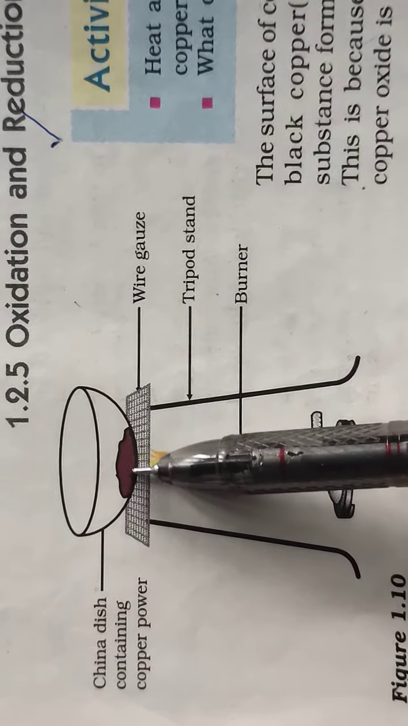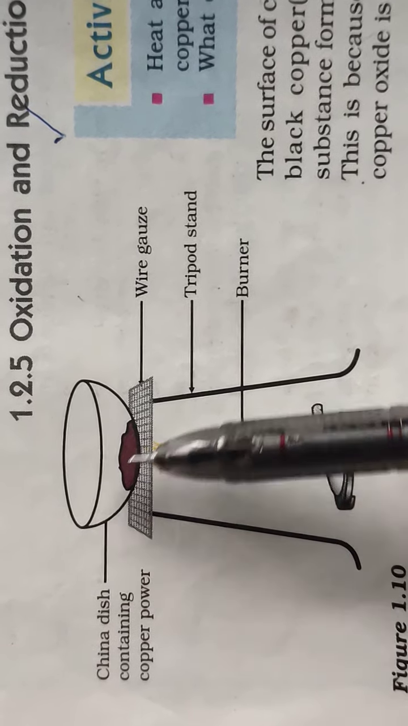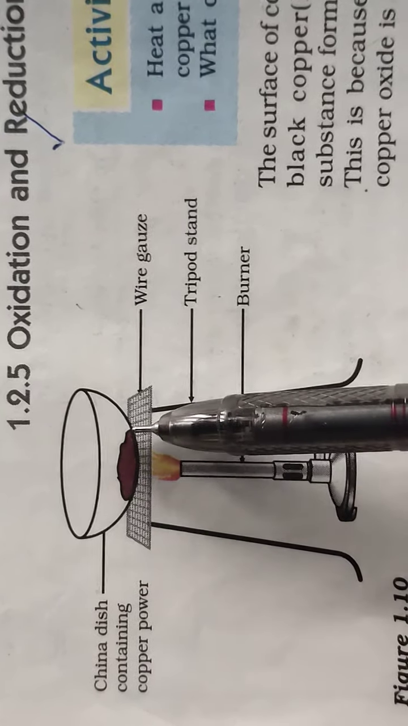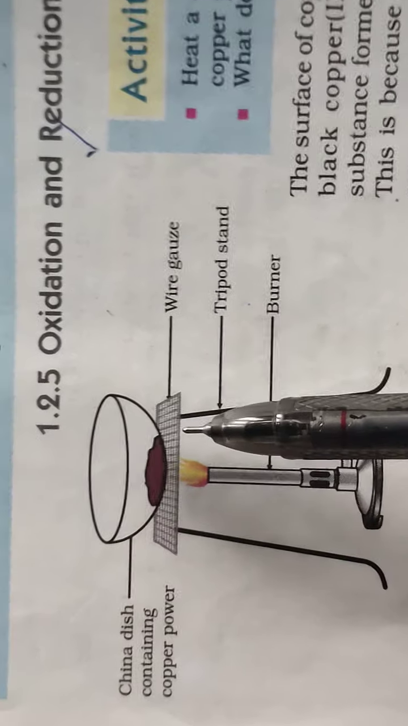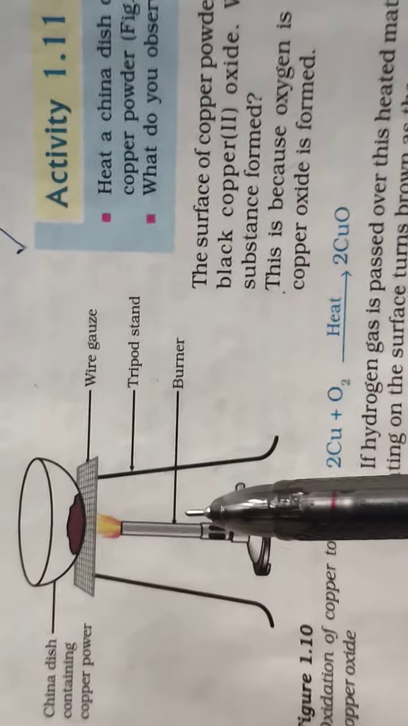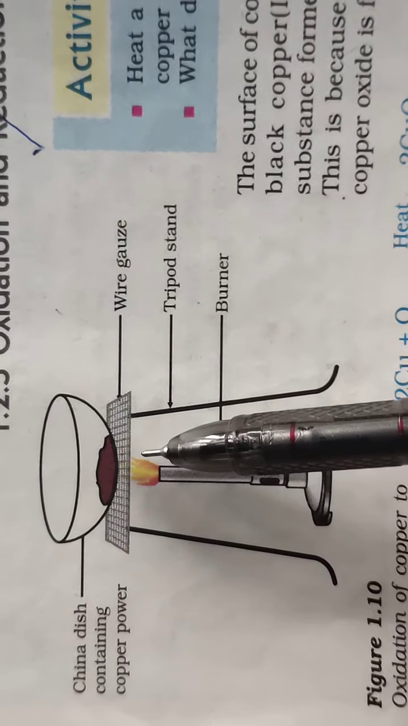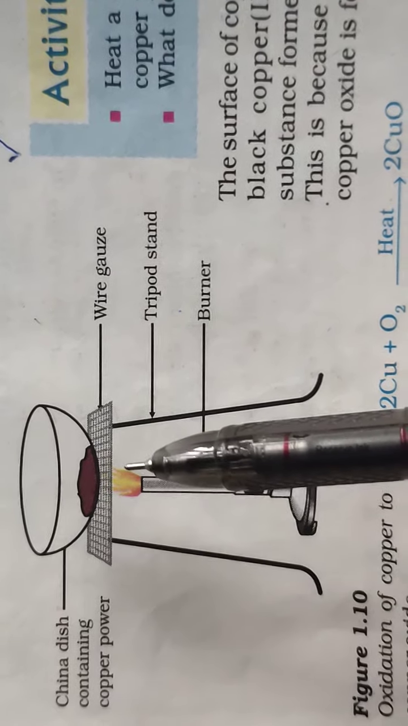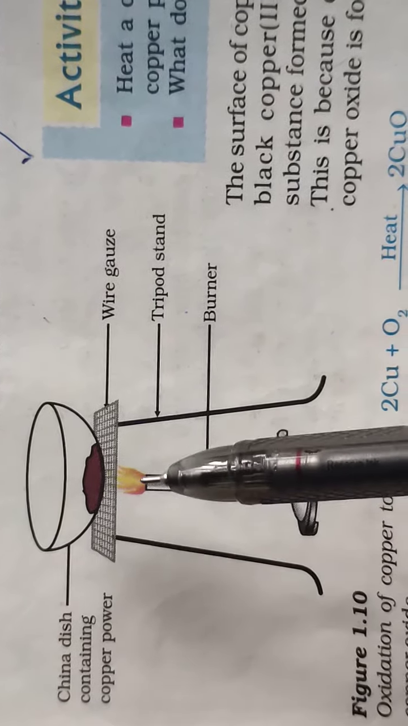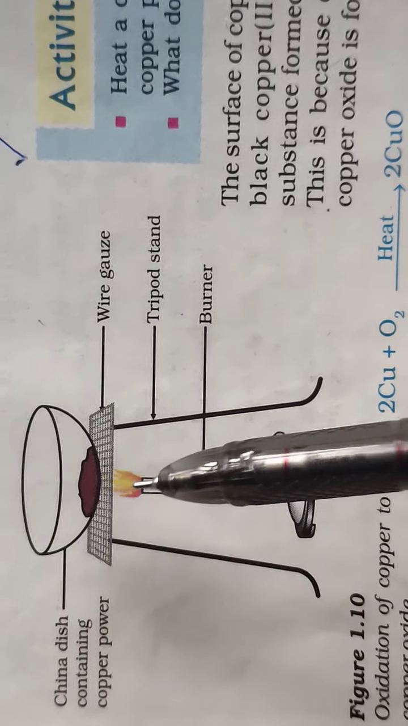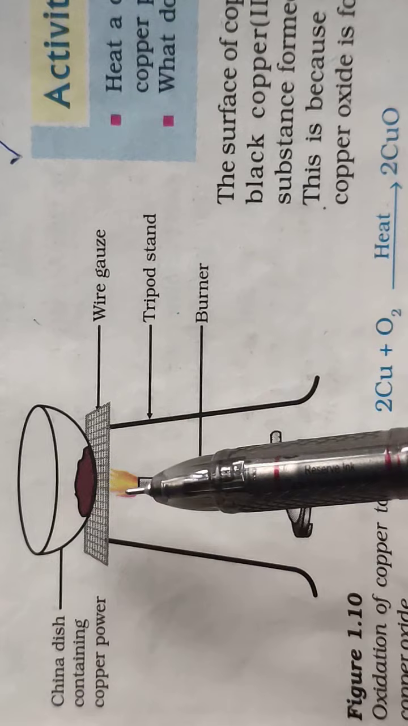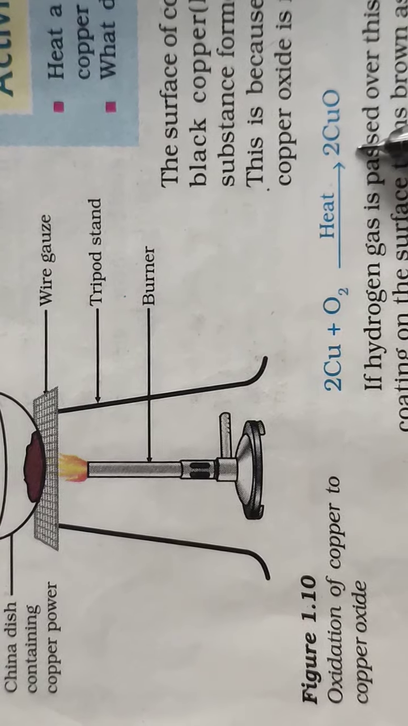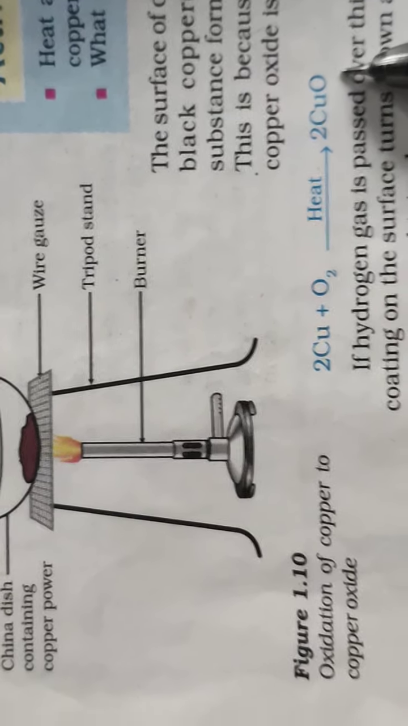Whenever copper powder is heated, the brown colored copper changes into copper oxide, that is the black colored copper(II) oxide. What happens whenever anything is heated or burned? Oxygen is added to that element or compound. As copper powder is heated, oxygen is added to copper, forming copper(II) oxide, CuO. This is CuO, copper oxide, the color of which is blackish, that is black.